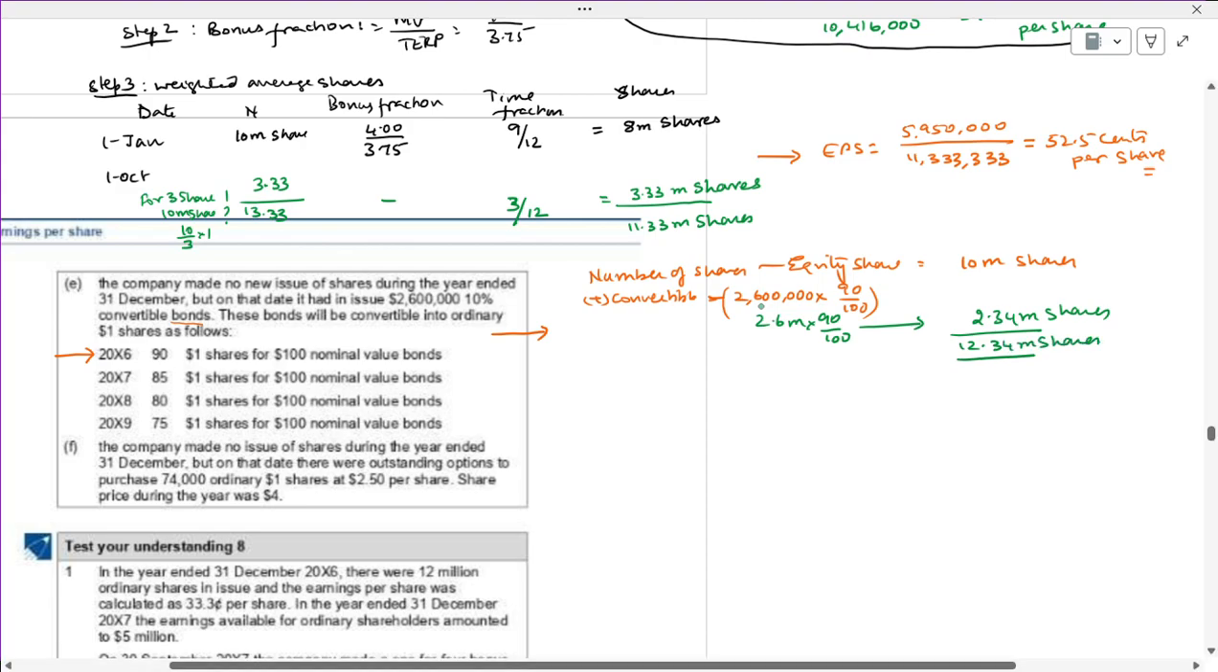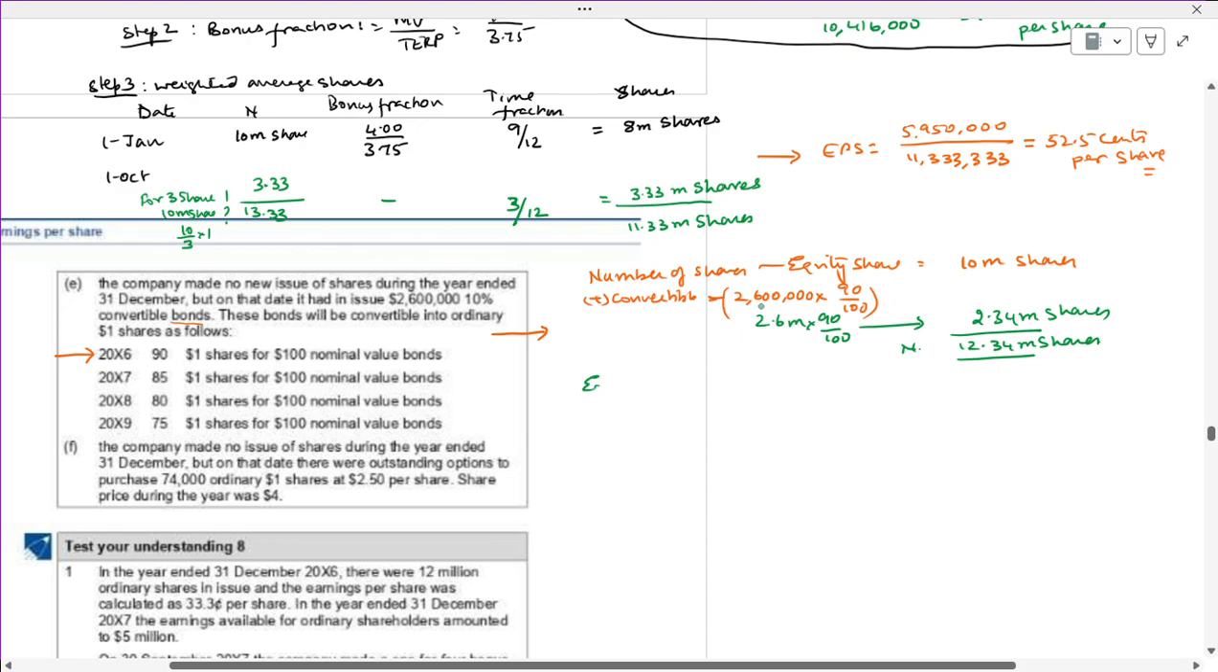This is N. Now you are converting. Whenever you convert, two things are very important. First, you have to add the savings on interest. Second, you have to deduct the tax, or you can take 1 minus tax also.